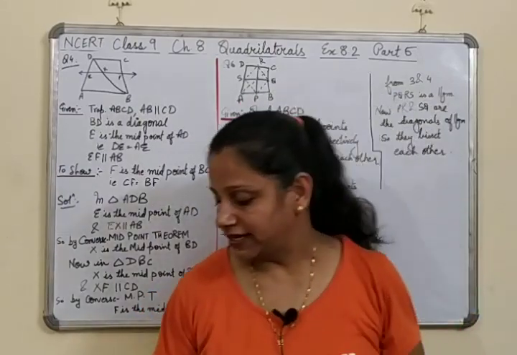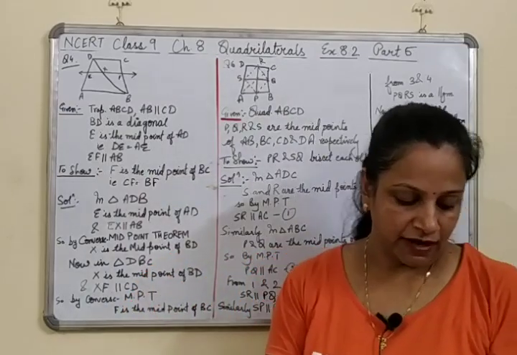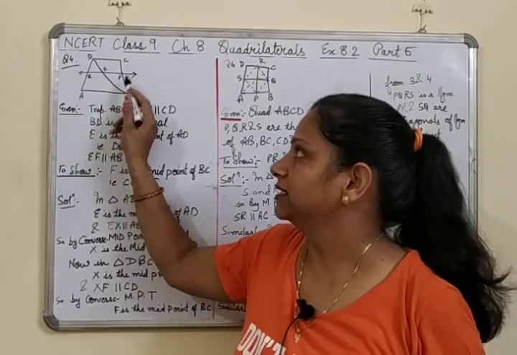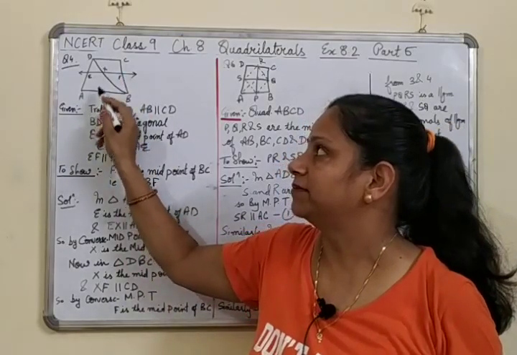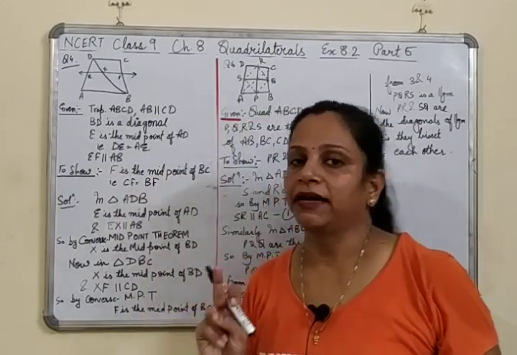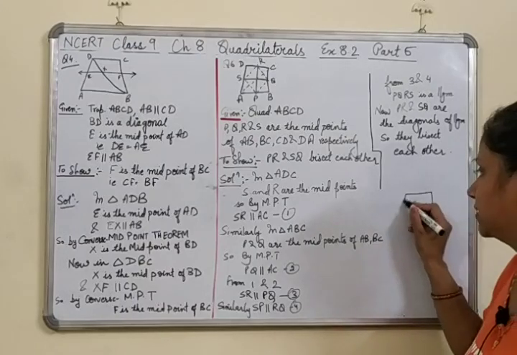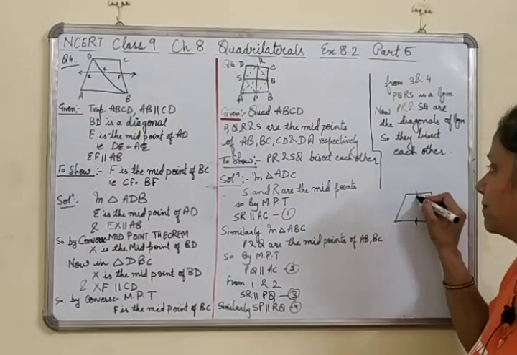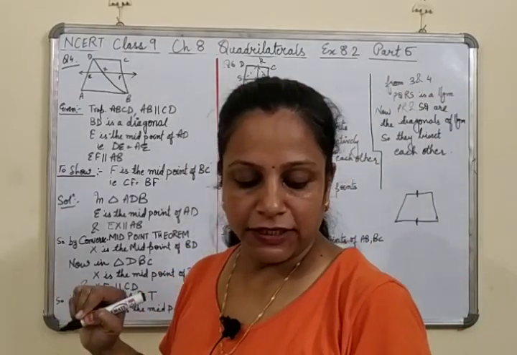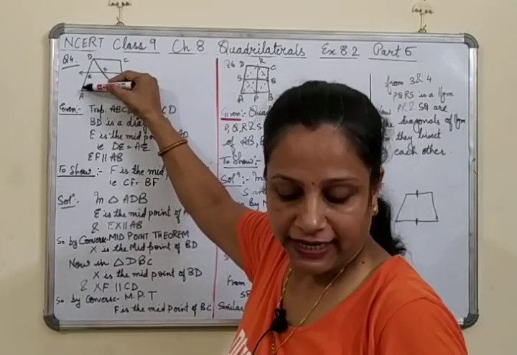Question number 4 says that ABCD is a trapezium in which AB is parallel to CD. We know what a trapezium is. In a trapezium, one pair of opposite sides is parallel. For example, just look here. If this is a trapezium, this side is parallel to this side. Then E is the midpoint of AD. It is given that E is the midpoint of AD.